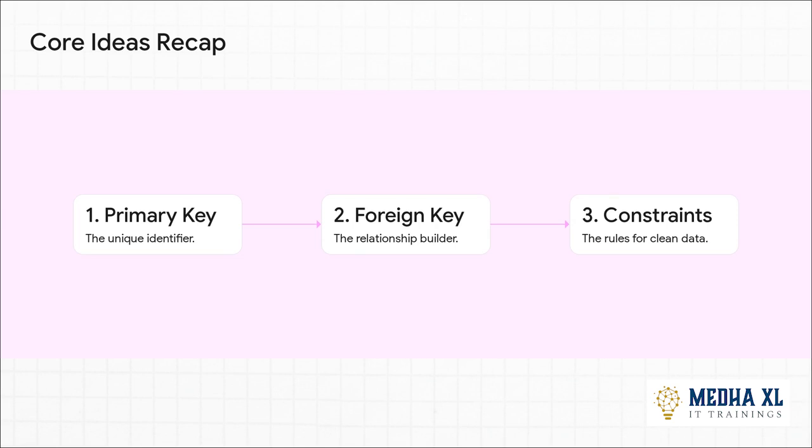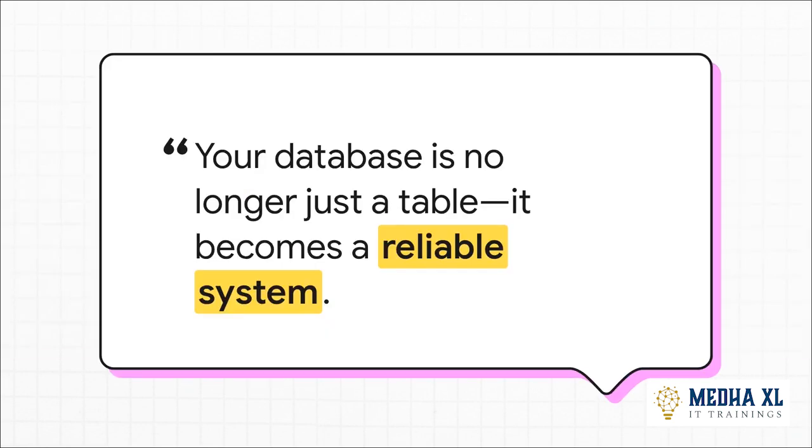So let's do a quick recap of the big ideas here. It all starts with the primary key. That's what gives every single row its own unique identity. Then we use the foreign key to build those bridges, creating relationships between our tables. And watching over the whole thing, that's the job of constraints, the set of rules that guarantee our data stays clean and totally reliable.